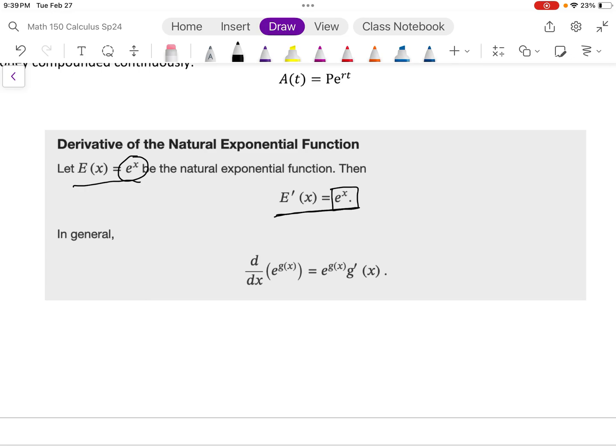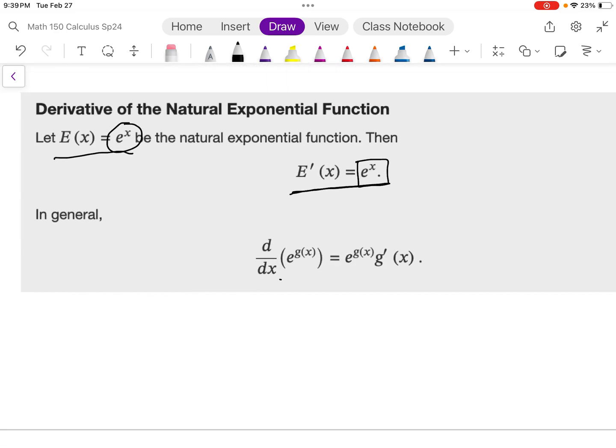In general, if I want to look at the generalized rule for the derivative, so d dx means the derivative of e to g of x. So this means that I'm going to have some sort of function as the exponent. So I might be looking at, say, something like e to the 3x plus 5, or e to the x squared minus 4. So the exponent is itself a function of x. So we call that g of x. Okay? Then the general rule is e to the g x times g prime of x.